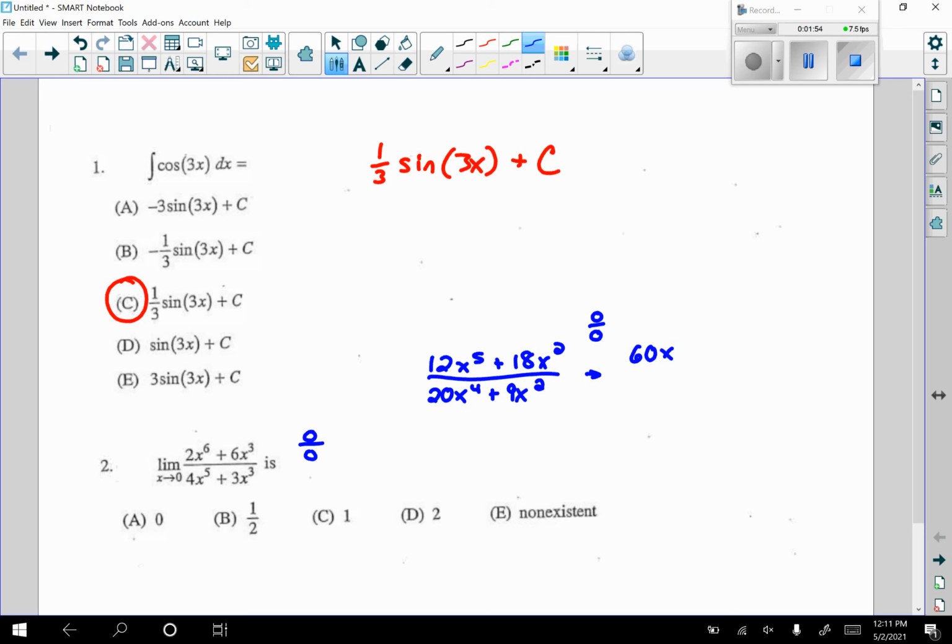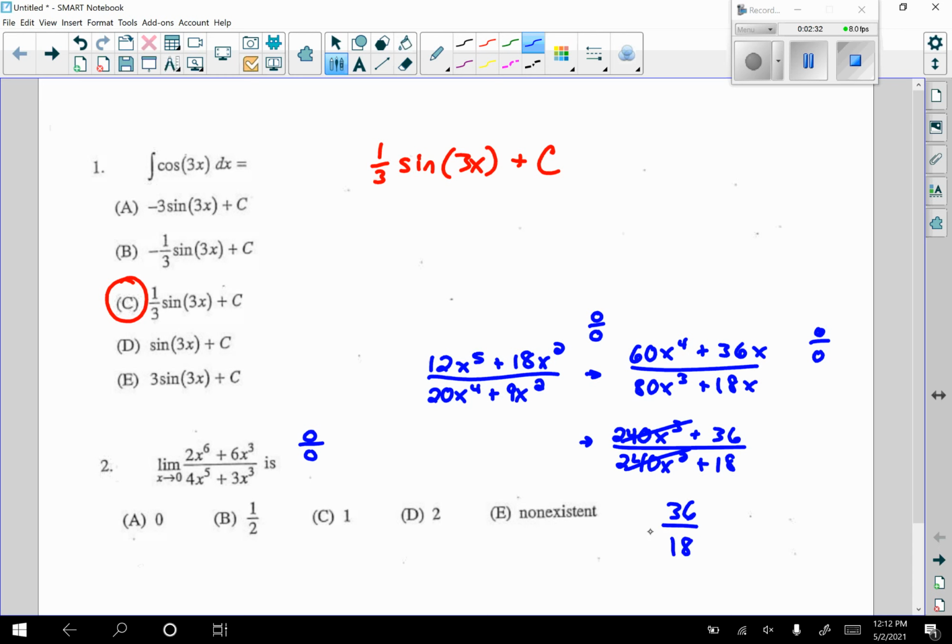We'll get 60x to the 4th plus 36x over 80x cubed plus 18x. We still get 0 over 0. So we'll do this one more time. Now again, if this were a free response question, you want to keep the limit notation in front. Like I said, because it is multiple choice, they're not looking at our work, so we could go through this a little quicker. Taking the derivative one more time, we will get 240x cubed plus 36 over 240x squared plus 18. So now if we were to substitute in 0, these two terms would be gone. We're left with 36 over 18, which is 2.